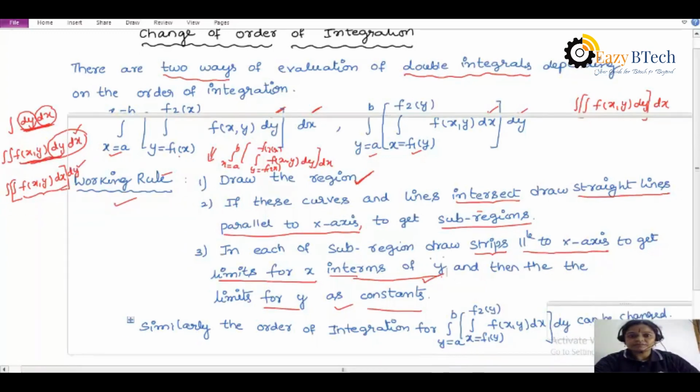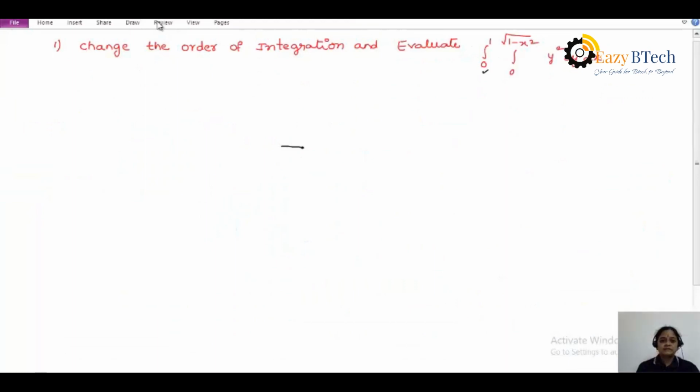So now the problem related to this topic. Here the problem is related to change of order of integration. The problem is: change the order of integration and evaluate the integral 0 to 1 and integral 0 to root of 1 minus x square, y square dy dx. So we have to change the order of integration here.